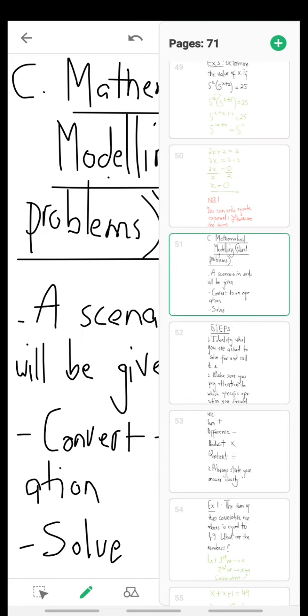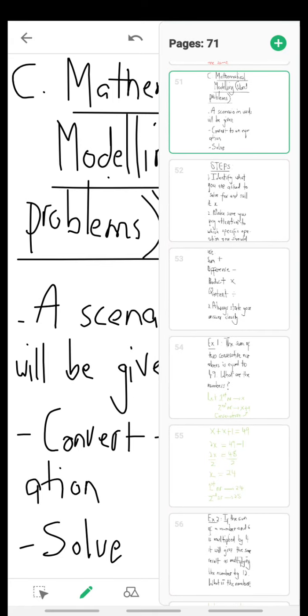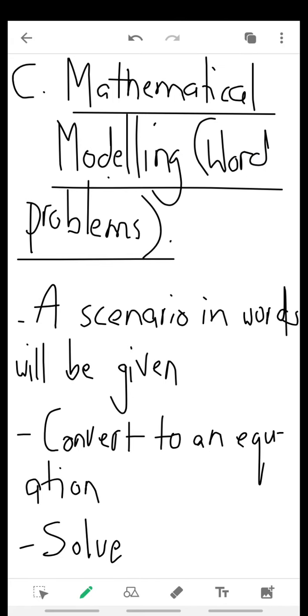Okay, well done. I'm still encouraging you to pause the video, listen as many times as possible where you did not understand, and try to do the problems over and over until you understand. Now we are going to the last part of the session. We will be dealing with mathematical modeling, your word problems.